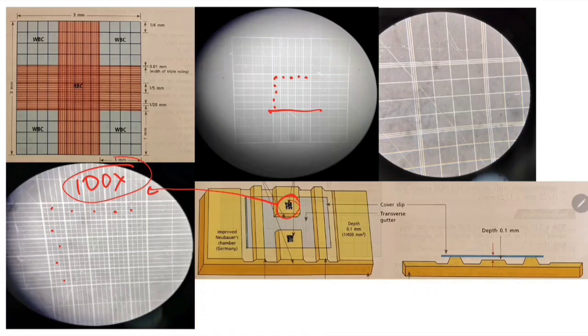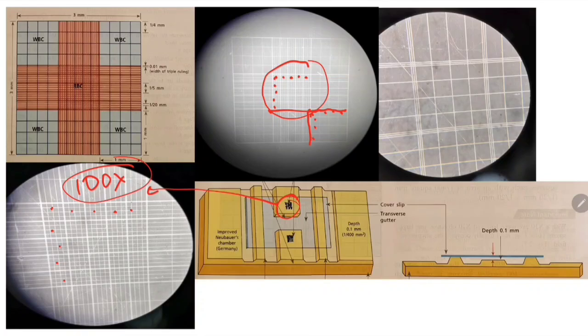But in case of WBC, see: 1, 2, 3, 4. Only 4 into 4. In the same 1 millimeter by 1 millimeter area, we have 4 into 4 with single lining. Here we have 5 into 5. So that must be clear. And in the center we have the RBC counting area.